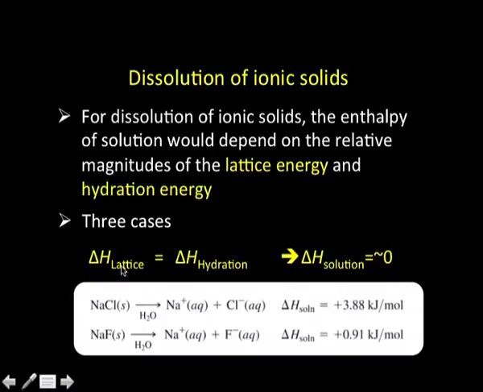If delta H lattice happens to be equal to delta H hydration, we find that delta H solution will be close to 0, and there are typical examples. If you take sodium chloride and put it into water, it dissolves, and delta H solution is about 3.88 kilojoules. In case of sodium fluoride, it is almost 0.91. It is a very small number. These two processes do occur because of entropic reasons, but otherwise the delta H solution is a small number. That means whenever delta H lattice and hydration energy are comparable, we get a very small delta H solution.